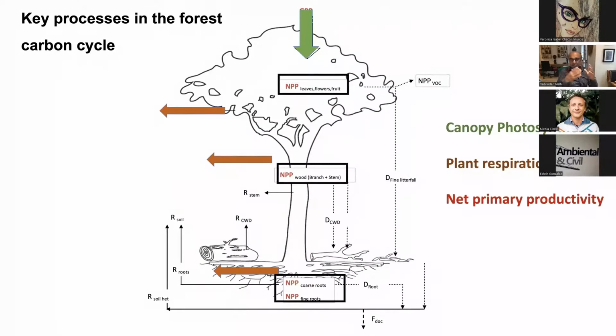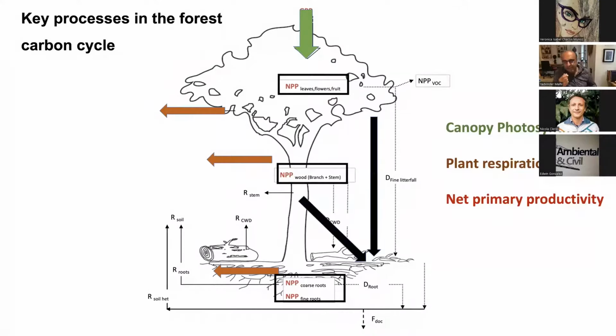The rest of that material ends up making biomass, that photosynthate, and that can be biomass in the woods, which we're perhaps most familiar with in forestry, but also it can be the leaves, the flowers, the fruit, or it can be below ground in the root system as well. And that manufacture of biomass is termed the net primary productivity. So it's the difference between the photosynthesis and the plant respiration that is the net primary productivity.